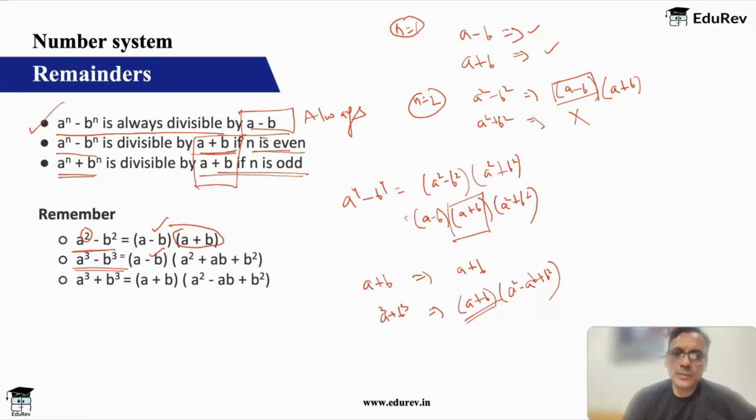Then when n is even, a to the power n minus b to the power n is divisible by a plus b. And when you have a to the power n plus b to the power n, it happens when n is odd, then it is divisible by a plus b. So you can put 1 or 2 as values and check, and just recollect the rule in case you don't remember it at that spot.